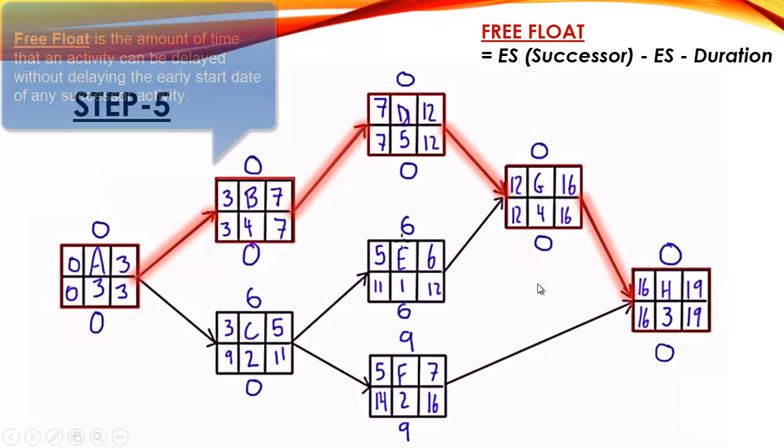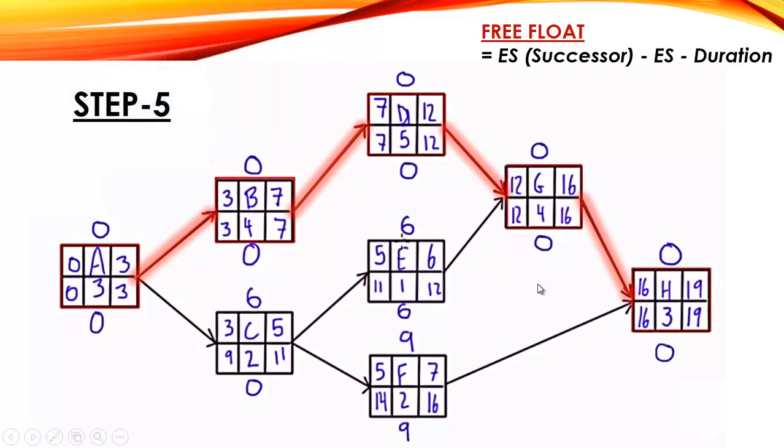So, summarizing, what are the total float and free float? Total float is the amount of duration for an activity that can be delayed so that it does not affect the end date of the project. So that is the total float. Free float is the amount of duration for an activity which can be delayed so that it does not delay the next activity. So that is called the free float.